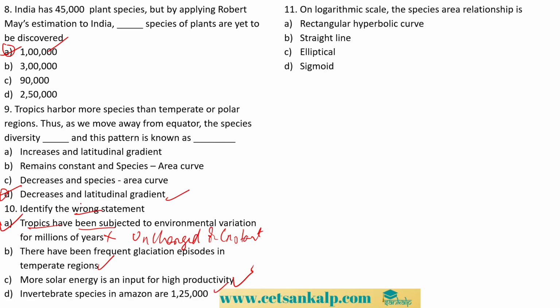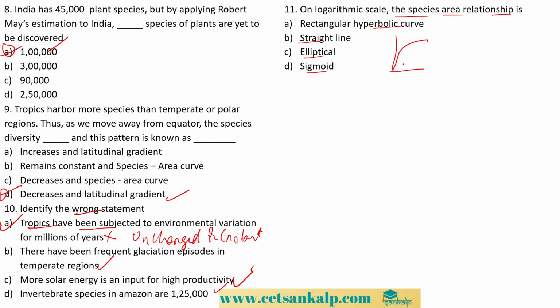Yes. Next, on the logarithmic scale, the species area relationship curve is a rectangular hyperbolic curve, a straight line, elliptical, or a sigmoid. So we have a curve called the species area relationship curve. What happens is, a rectangular hyperbolic curve is obtained.